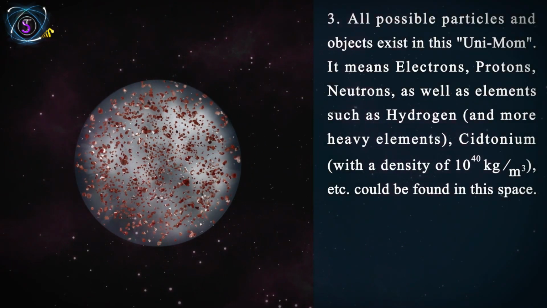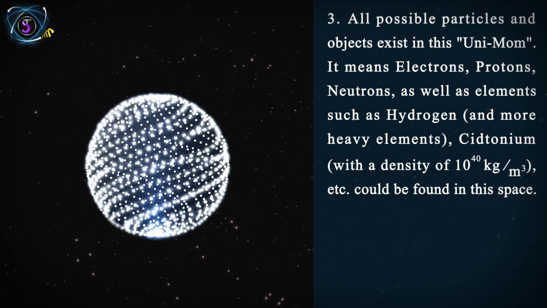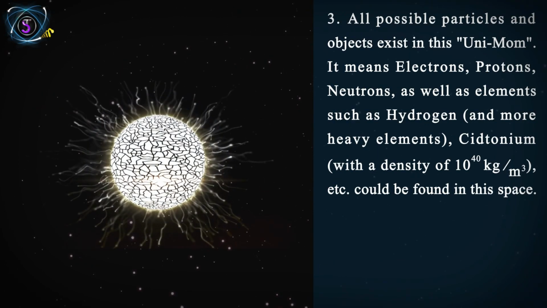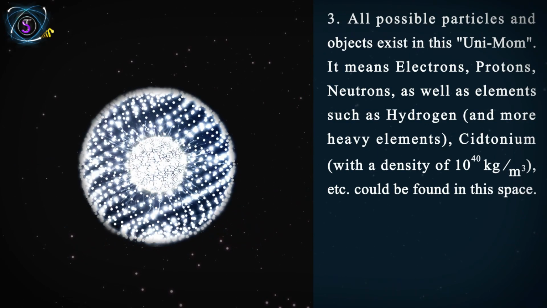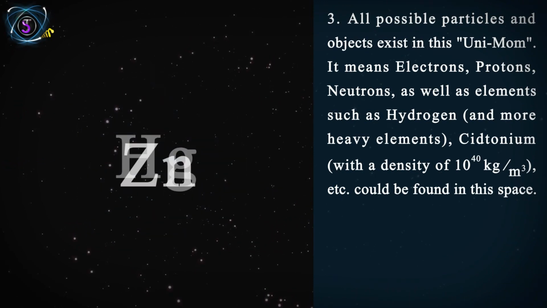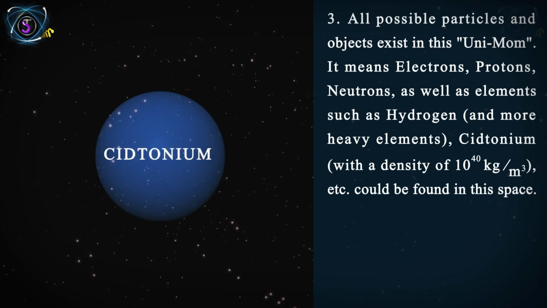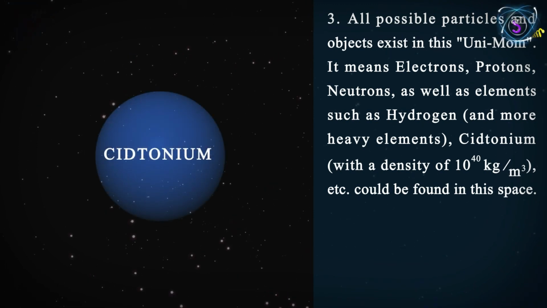3. All possible particles and objects exist in this unimom. It means electrons, protons, neutrons, as well as elements such as hydrogen and more heavy elements, pseudo-thorium, with a density of 10 to the power of 40, etc., could be found in this space.